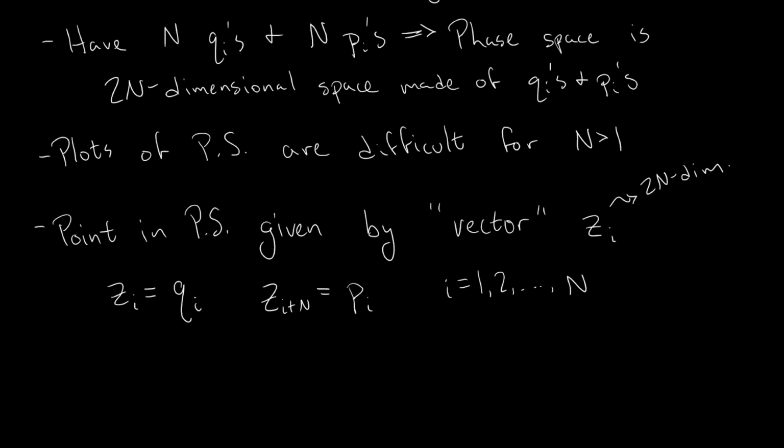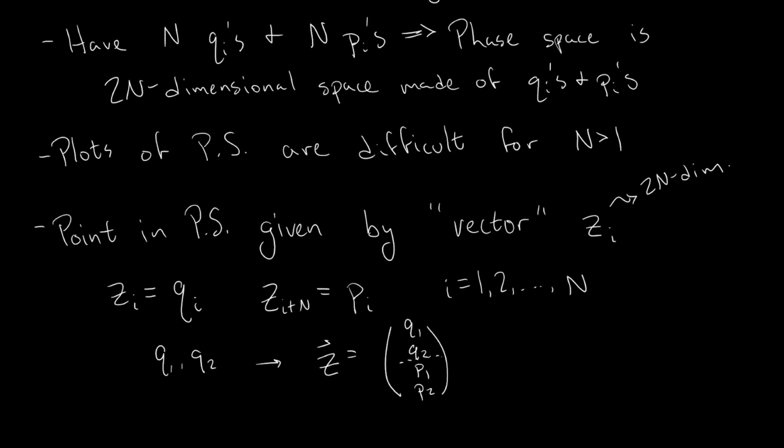So for example, if we have 2 degrees of freedom, say q1 and q2, then my z vector, again in quotes, is going to be q1, q2, p1, p2, like that, where we split up the vector into q's and p's.